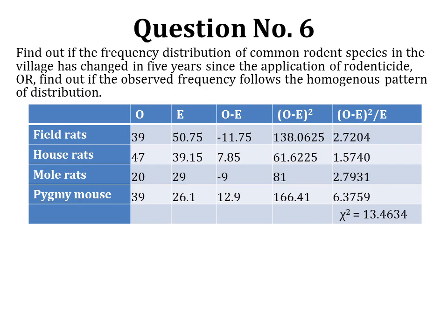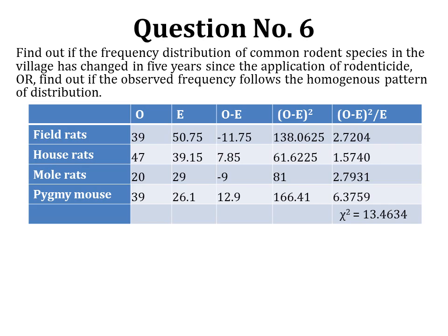So this is 138.0625, which is the square of minus 11.75, the difference between observed and expected frequencies of field rats. Then we have 61.6225, which is the square of 7.85, the difference for house rats. Then we have 81, which is the square of minus 9, the difference for mole rats. Then we have 166.41, which is the square of the difference between observed and expected frequencies of pygmy mouse.